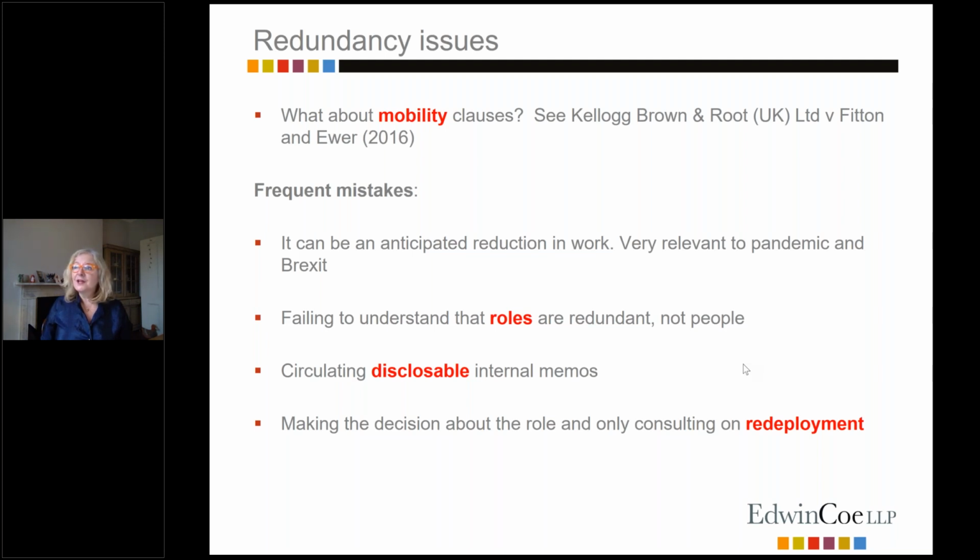So if, for instance, the other site is in Glasgow and you're asking them to relocate to Glasgow, that may well be an unreasonable exercise of a management instruction under the mobility clause, and therefore you would be approaching it on the basis of a place of work redundancy with the closure of a site in London, for example.